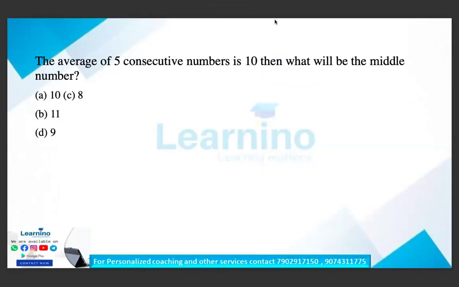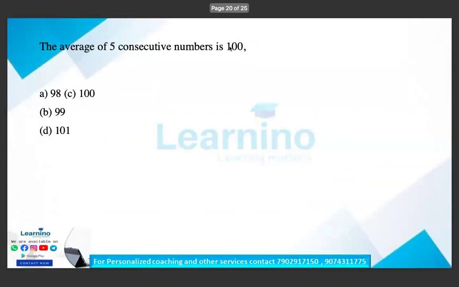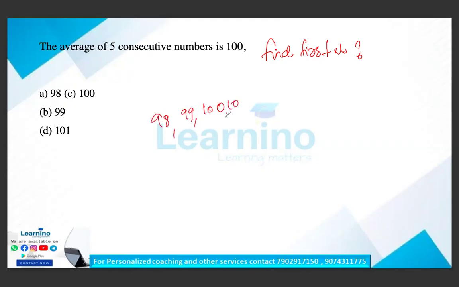Average of 5 consecutive numbers is 10. Then what will be the middle number? Middle number will be 10. Average of 5 consecutive numbers is 100. Find the first number. So 100, 99, 98, 101, 102 will be the series. First number is 98. Option A is the answer of this question.